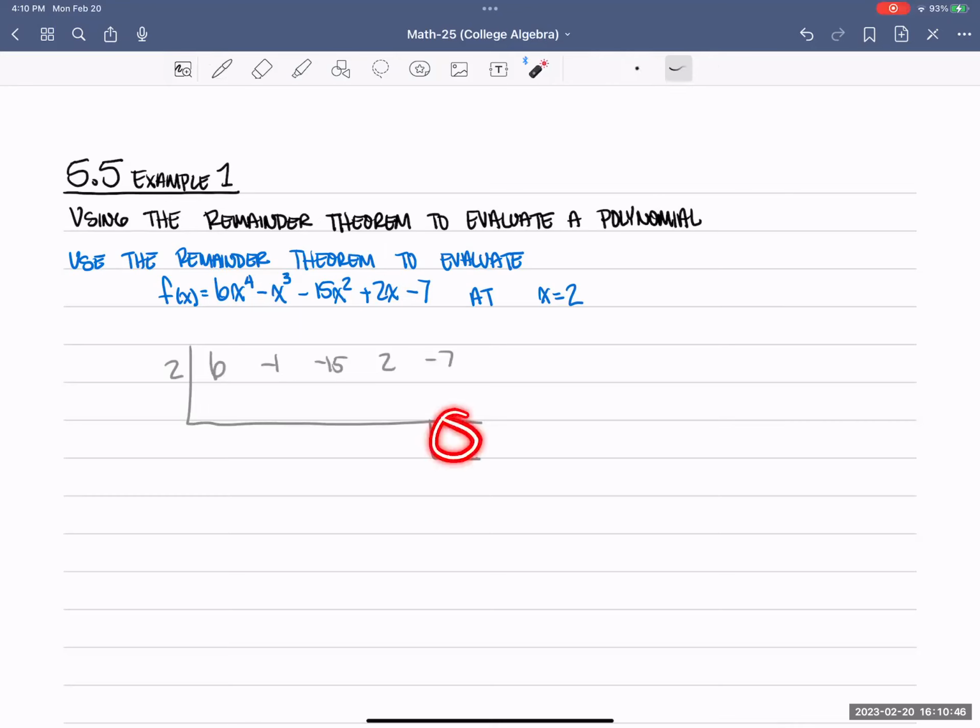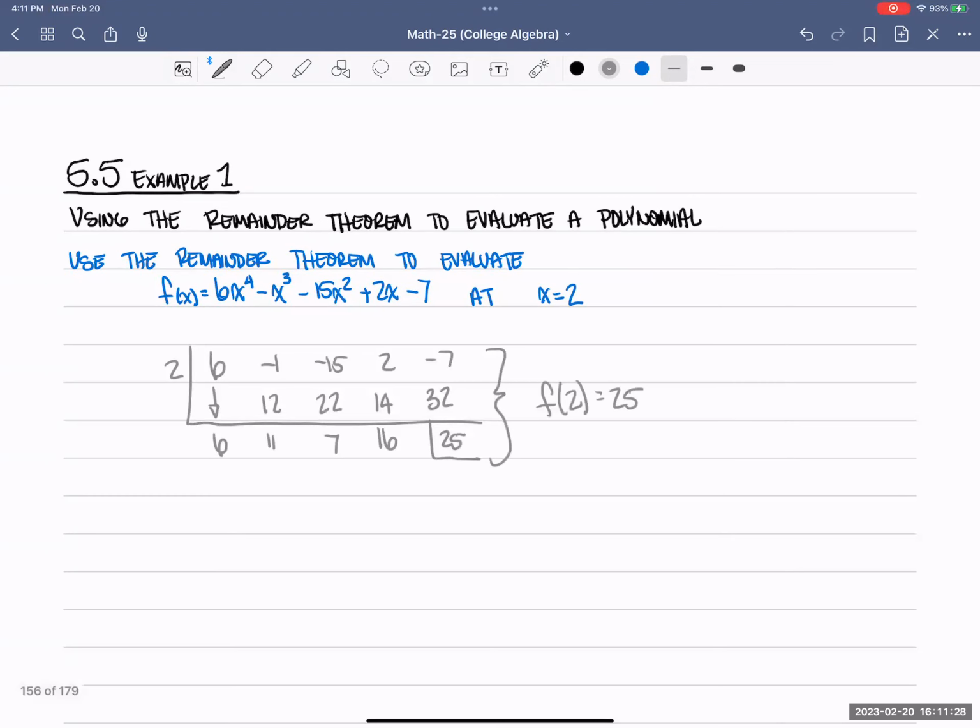So once we finish, this is going to be our remainder. And just like we did before, we bring down the first term. Then we have 2 times 6 is 12, minus 1 is 11. 2 times 11 is 22, minus 15 is 7. 2 times 7 is 14, plus 2 is 16. 2 times 16 is 32, minus 7 is 25. So here, this tells us that f evaluated at 2 is going to be equal to 25.